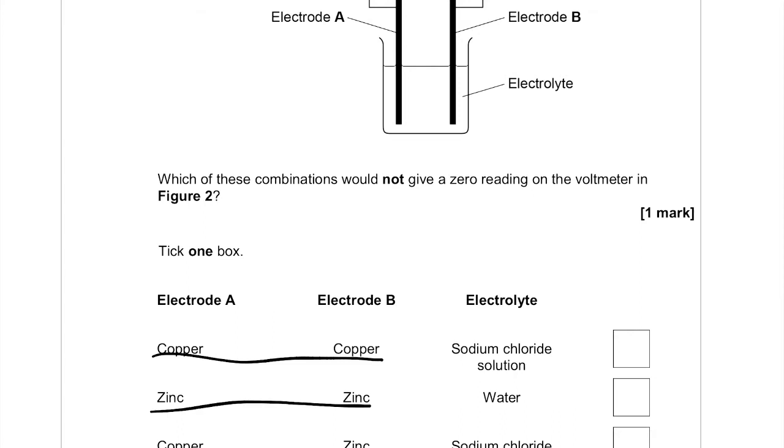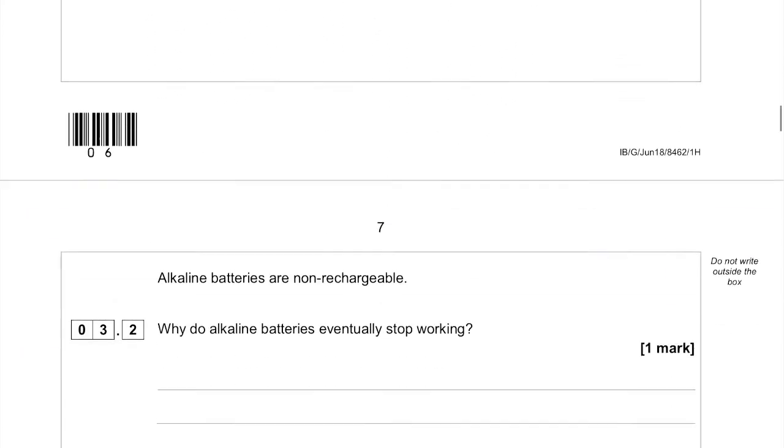Then we have copper, zinc and sodium chloride, whereas copper, zinc, water. The 2 electrodes in these two are different from each other, so what we're looking at is the electrolyte. Which one conducts electricity? We know that sodium chloride solution does, and we know that pure water doesn't. Hence, the only correct answer is the copper, zinc and sodium chloride. So that's quick and easy.